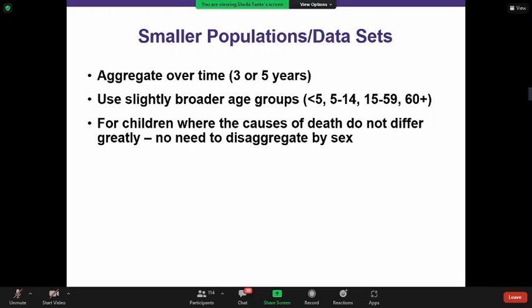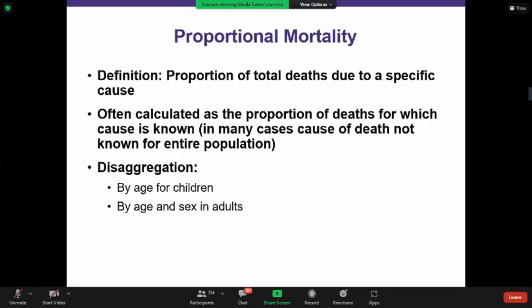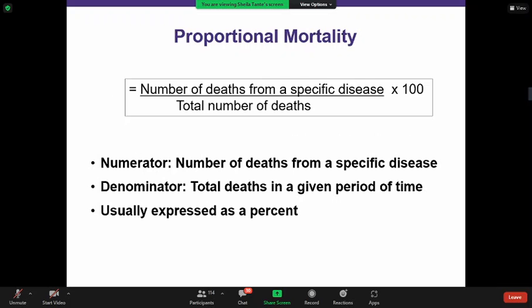By cause, we have cause specific mortality, which was already discussed. And when we talk about proportional mortality, it's the proportion of total deaths due to specific cause. So often calculated is the proportion of deaths for which cause is known. So in many cases, cause of death is not known for the entire population. So it's important to apply disaggregation by age for children and by age and sex in adults. Okay, so the formula is this one. The numerator is the number of deaths from specific disease over the total deaths in a given period of time, and it is usually expressed as percentage.